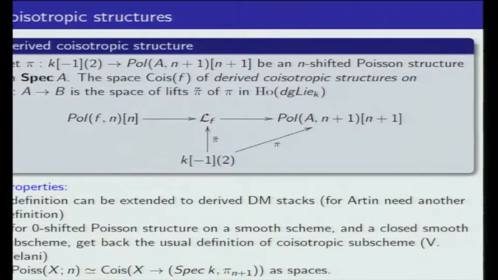So this definition can be extended to derived Deligne-Mumford stacks, but for Artin stacks you need something different, another definition. And for a usual zero-shifted Poisson structure on a smooth scheme, you can prove, though it's not completely obvious, that this definition is exactly the same as the usual definition of coisotropic structure on smooth subvarieties. And again, you get a result like the one I mentioned for symplectic. So the space of n-shifted Poisson structures on X is the same thing as the space of coisotropic structures on the canonical map from X to Spec K, where you endow Spec K with the unique (n+1)-shifted Poisson structure. So again, coisotropic is a generalization of Poisson in this context.